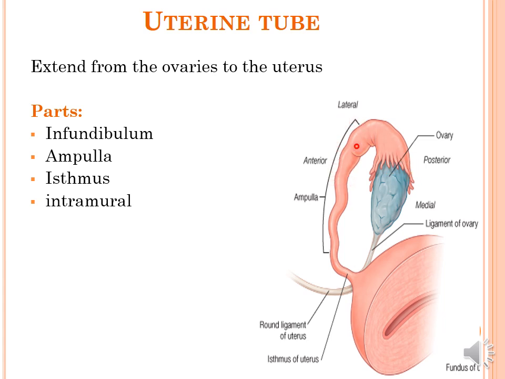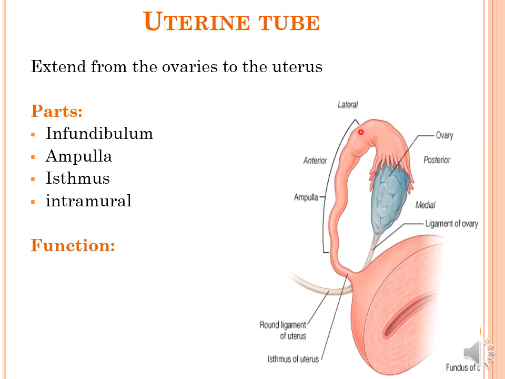The second part, and the most dilated part of the uterine tube, is known as the ampulla. The narrowest part here is known as the isthmus, and the part that pierces the uterus is known as the intramural part or uterine part. So the four parts again: infundibulum, ampulla, isthmus, intramural or uterine part.